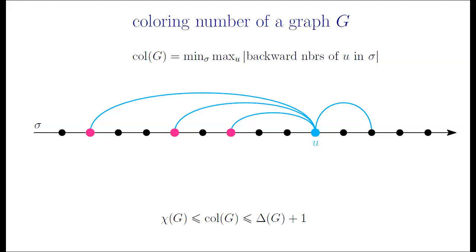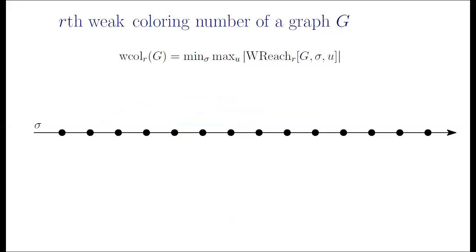Weak coloring numbers are a generalization of this concept of coloring number. I presented this definition first because it is very well known, and the definition of weak coloring numbers is kind of a generalization of this. We'll see it in a moment. So weak coloring numbers are a family of parameters, parameterized by positive integers, usually called r. So I define r-weak coloring numbers, and the definition, as I said, is analogous.